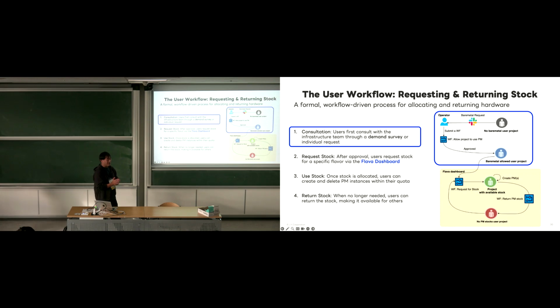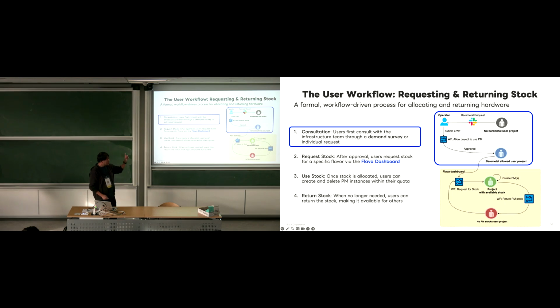But based on their demand, they try to make a stock request to the IaaS operator side. So they make a workflow: Hey, please allow us to use the Baremetal. Based on that demand, we allow the project to use the Baremetal server. And after that, the project becomes a Baremetal Allowed project.